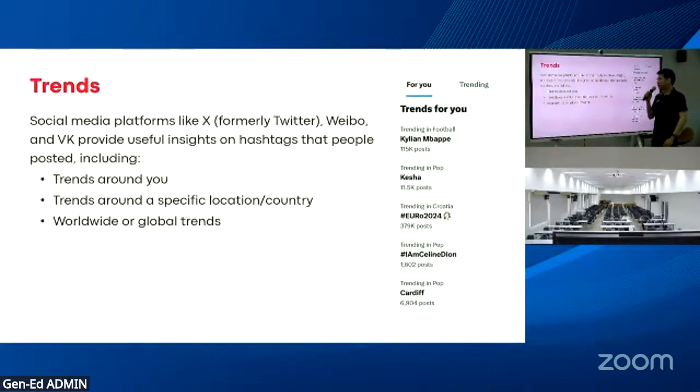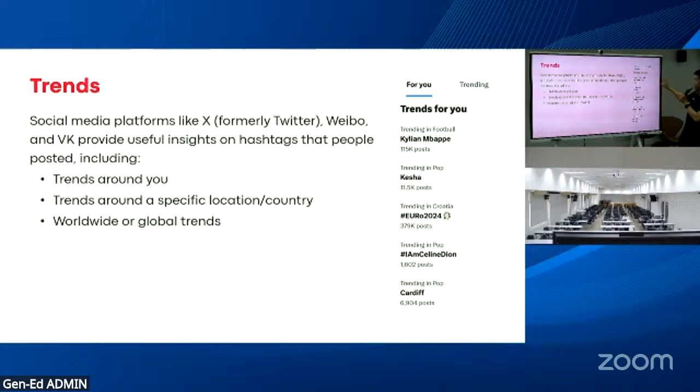Another way you can get the information from the public without notifying them is that you can see the trends, what people are talking about, what people are discussing at a specific moment, because such information is publicized. Everyone can see the information and you don't need to ask for consent from customers. Social media platforms like X, formerly Twitter, Weibo, and VK provide useful insights on hashtags that people posted, including trends around you, trends around a specific location or country, and worldwide or global trends.